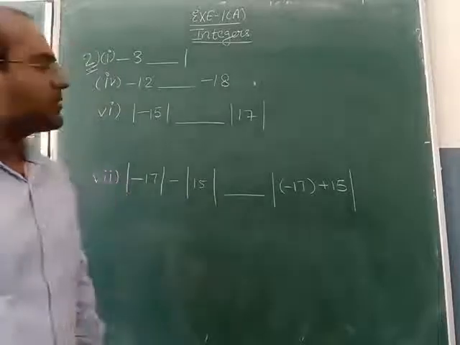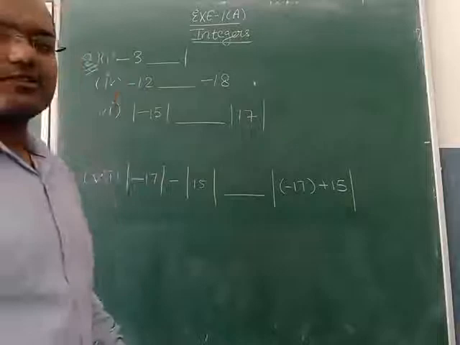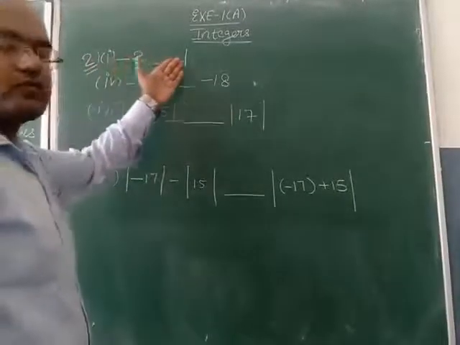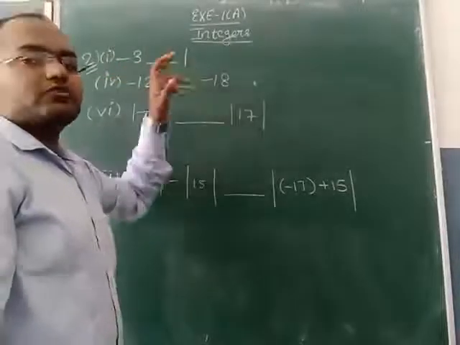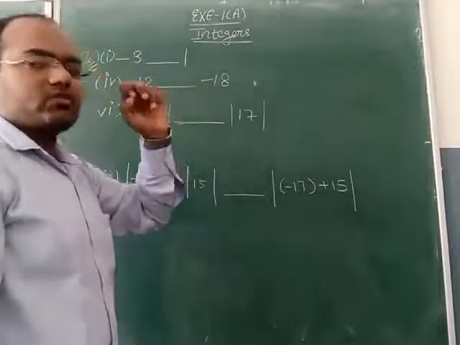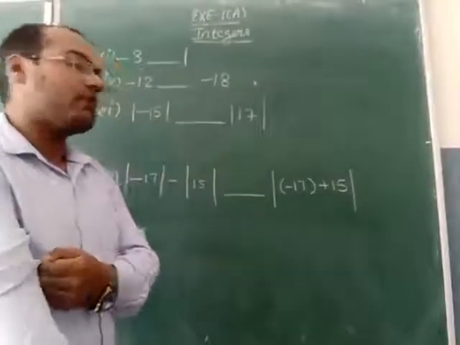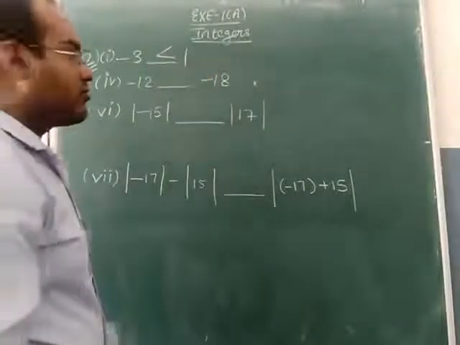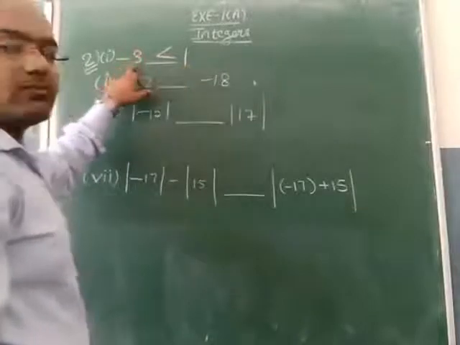Now all of you see question number second. The second question is we have to put the greater than or less than sign. So here in the first part, minus 3 and 1 are given. This is a negative number and this is a positive number. Whenever one negative and one positive number is given, you have to remember that a positive number is always greater than a negative number. So the positive number is greater, that's why towards 1 we will put the open sign, because the positive number is greater and the negative number is smaller.